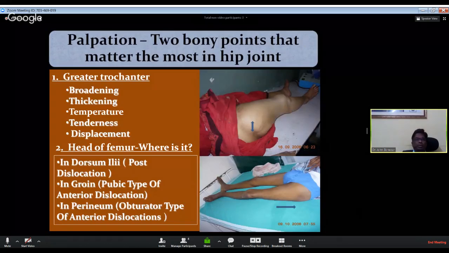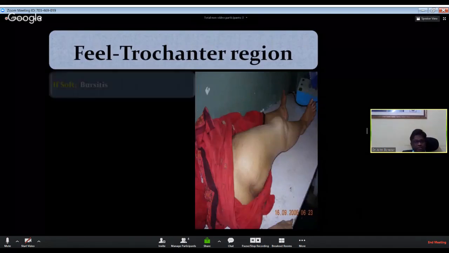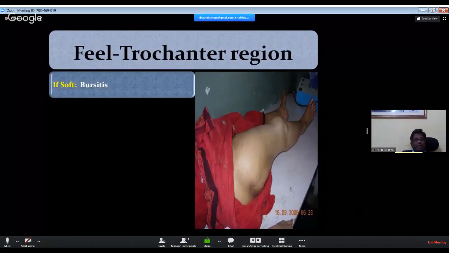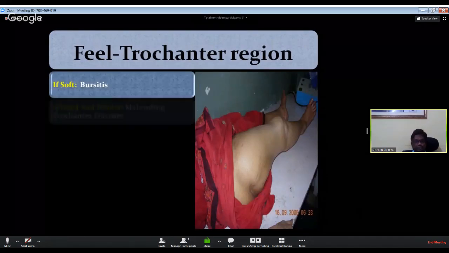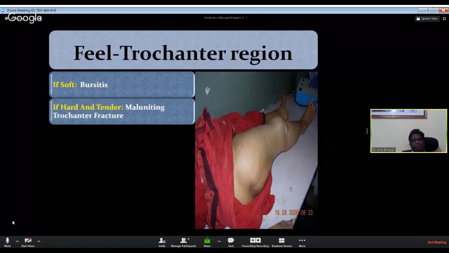Hope you have got these things right in your mind. Then, the trochanteric region. What should we do? If there is a mass there, is it soft? If it is soft, it points towards bursitis. Is it hard and tender? If so, then it is telling that there could be a malunited trochanteric fracture.